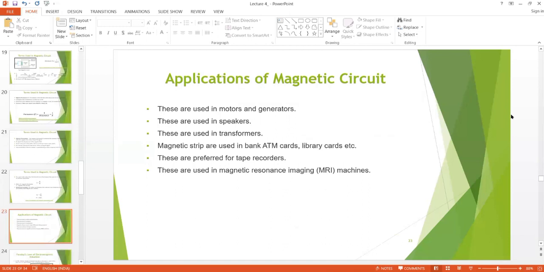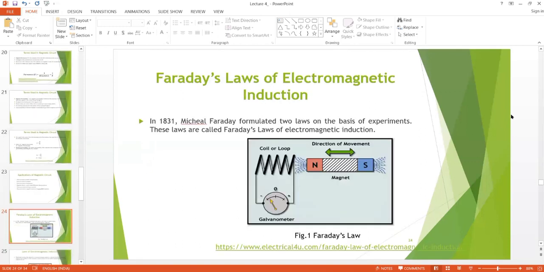So those are the applications that we have in magnetic circuits. They are used in speakers. Right now I'm using a speaker. Magnetic strips are used in ATM cards, QR codes, and tape recorders.